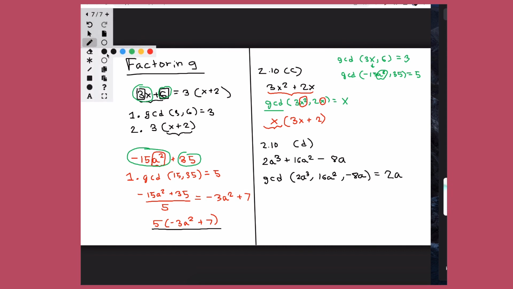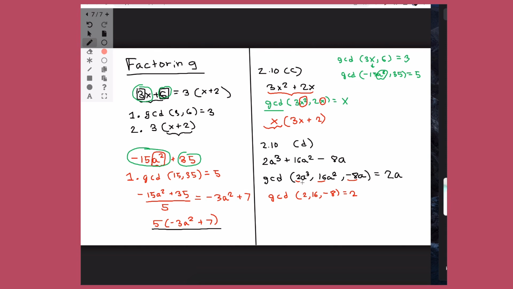So why would it be 2a? It's because we can do the same thing we did in 2.10c. We can consider the constants and their variables separately. So basically, first thing we do, we find the GCD of the constants. So GCD of 2, 16, and minus 8. And this is equal to 2.